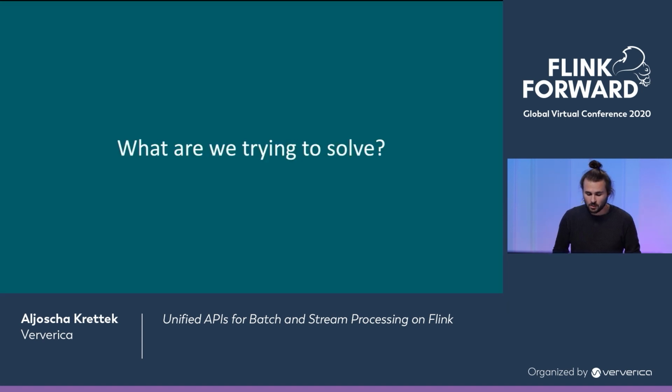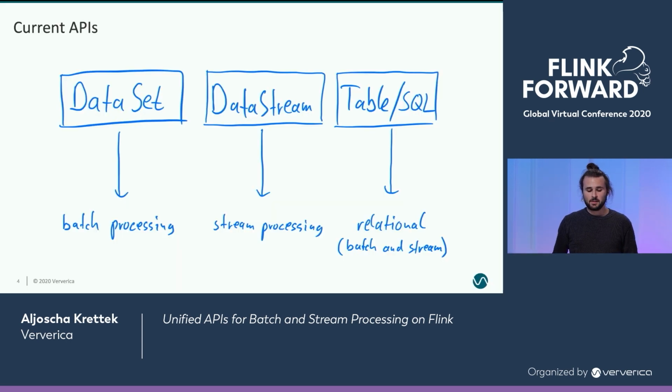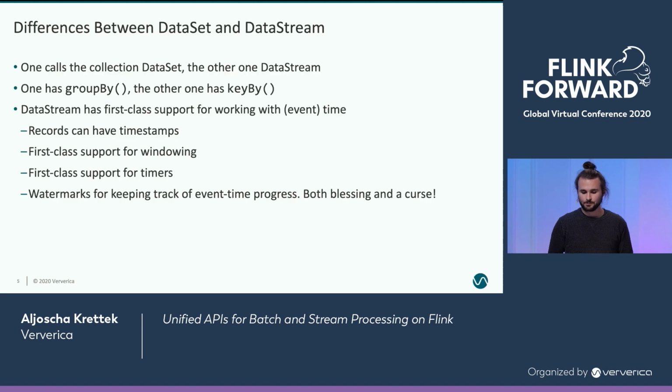So, what are we actually trying to solve? The current state in the APIs is that we have a DataSet API, which is used for batch processing. We have a DataStream API, which is used for stream processing. And we have a Table API, which includes SQL, which is used for relational style queries. And this API can actually be used for both batch and stream processing. So I'm going to put that aside for today and mainly focus on the DataSet and the DataStream APIs, which are the programmatic APIs, if you will, of Flink.